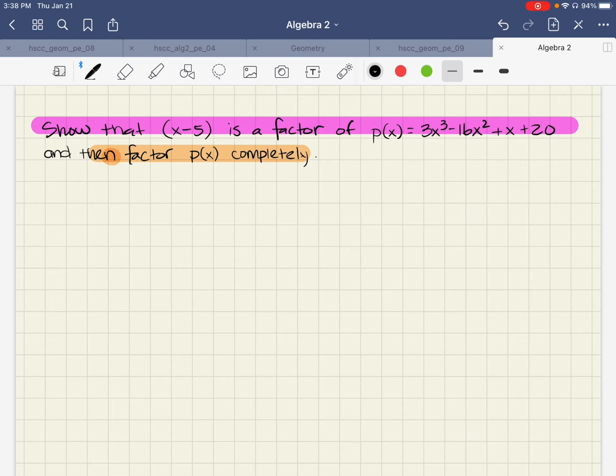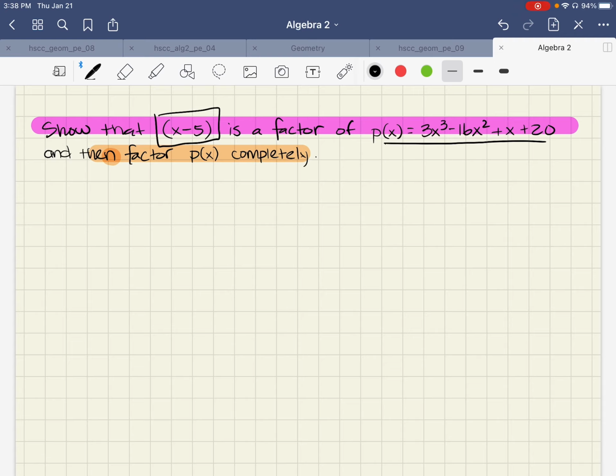What you're going to do is divide this polynomial by what we want to show as a factor. So you're going to divide that function p of x by x minus 5, and if the remainder is 0, then the x minus 5 is a factor. And if the remainder is not 0, then the x minus 5 is not a factor. So our expectation is that we're going to get a remainder of 0 because it's saying to show that it's a factor, not is it a factor, right? So we already know it's going to be a factor. We just need to show it.